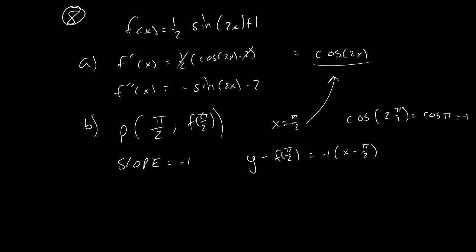And that's my function. Last but not least, sketch the line at the point P. So it gives me something that looks like this. So I would come over to pi over 2, and since this is a sine curve at pi over 2, it's going to be my top, and I'm going to sketch my line going like this.